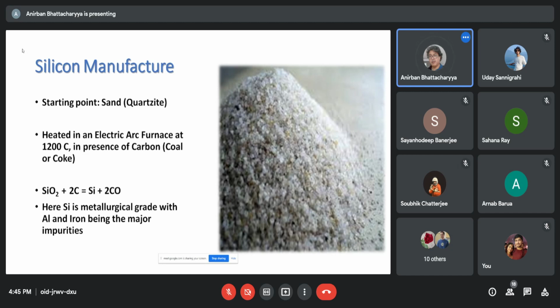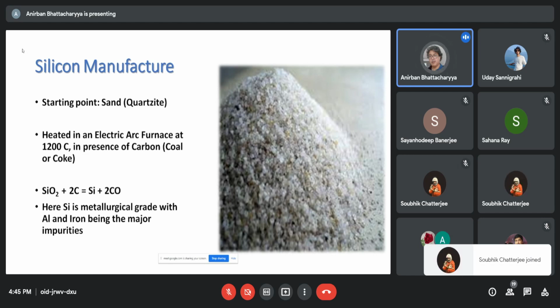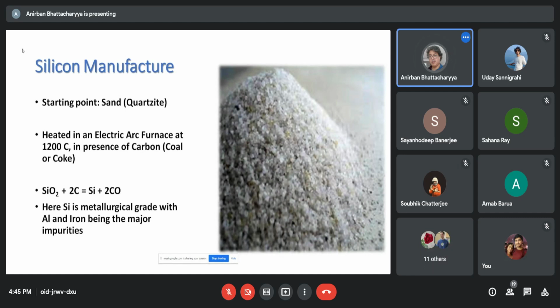So quartzite is essentially the crystalline form of silica. Silicon dioxide is silica. Now, if it is in the crystalline form, it is called quartzite. So that is the starting point. And of course, you know that sometimes sand is white and sometimes it's yellowish, sometimes a little bit brown. Now, those are impurities, because otherwise, pure silica is transparent.